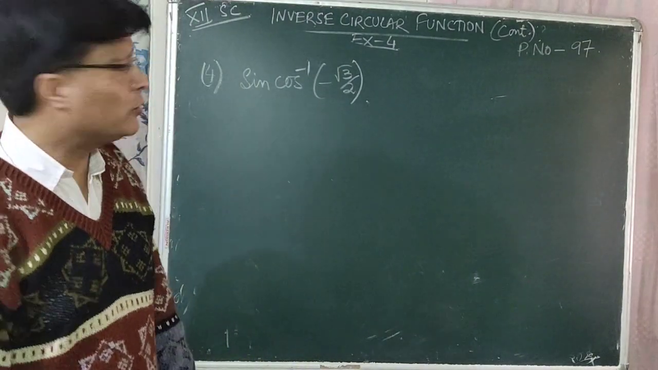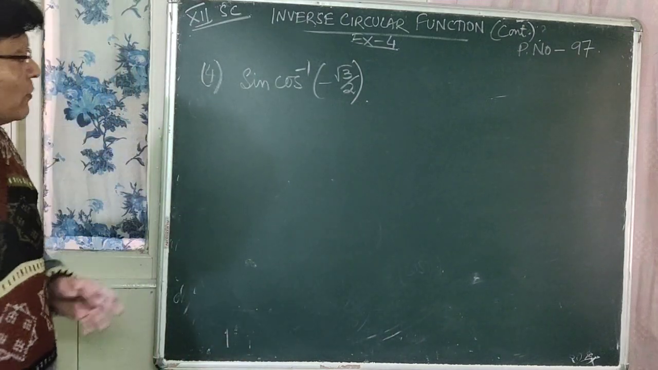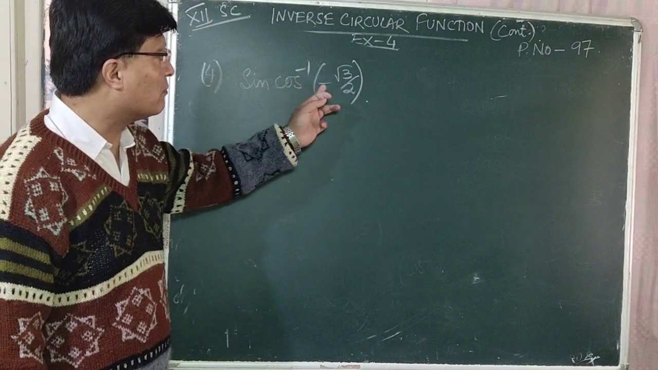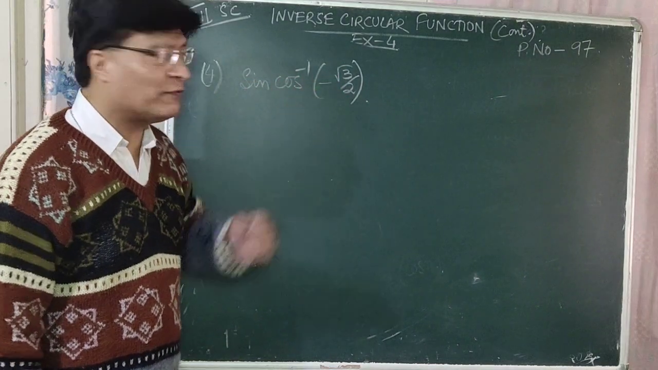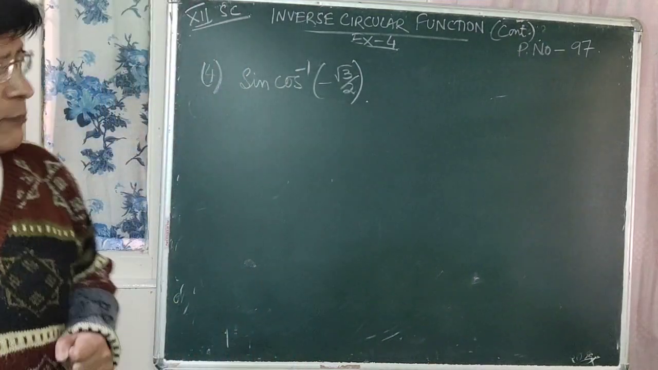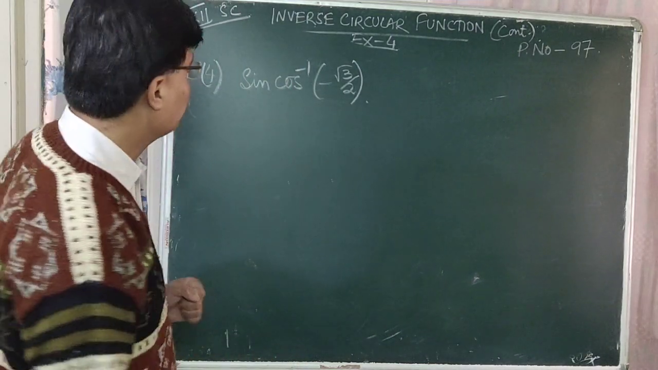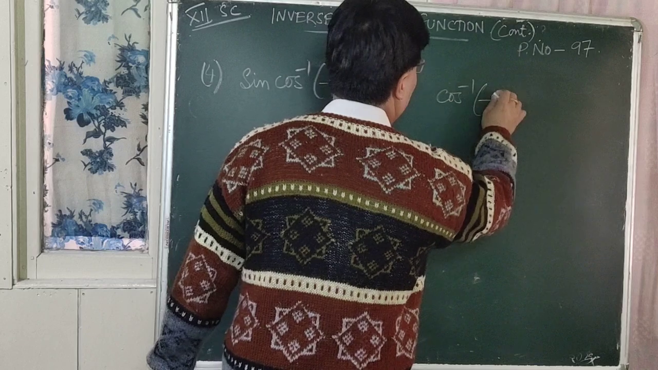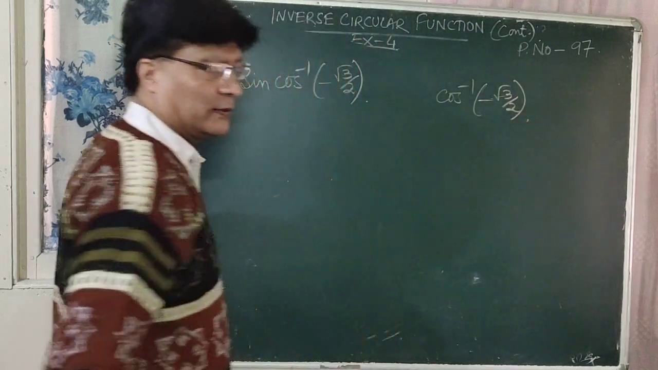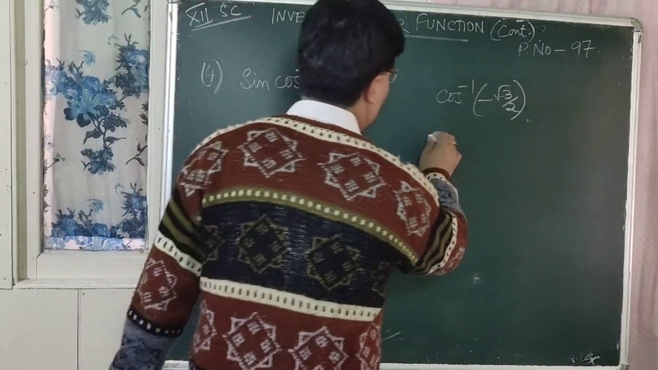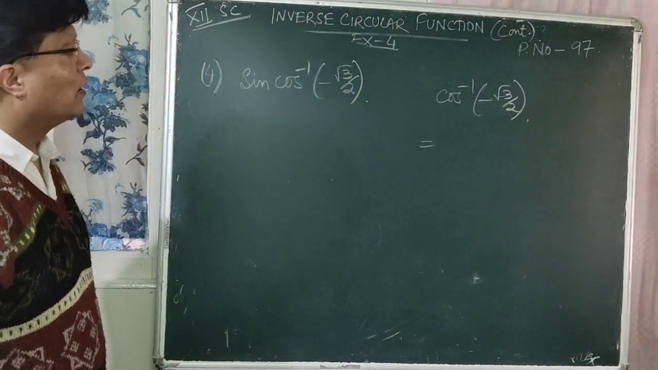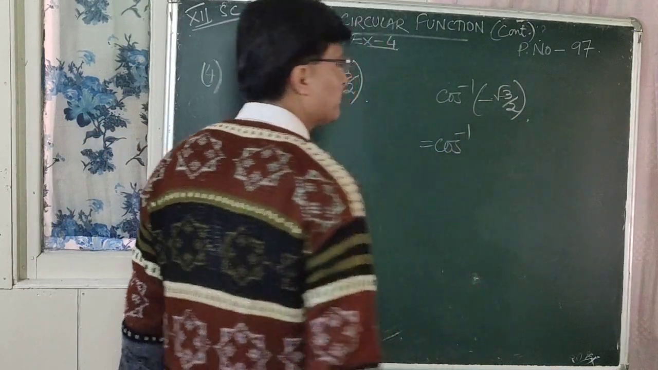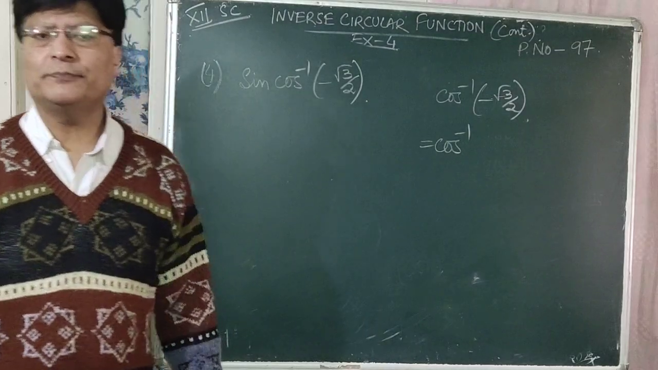So now we will do question number 4. That is, you have to find out the principal value of cos inverse within bracket minus root 3 by 2, right? So now cos inverse within bracket minus root 3 by 2 is there. Okay? So now let us check for the value of cos inverse minus root 3 by 2, right? So cos inverse, cos of which angle is root 3 by 2?